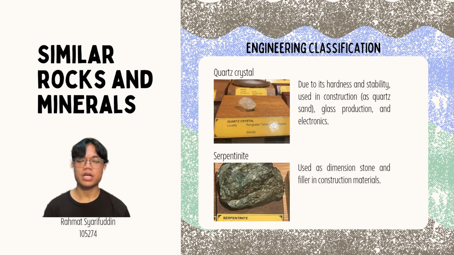In terms of engineering applications, quartz crystal is used widely due to its stability and hardness, especially in construction as quartz sand and also in glass and electronic manufacturing. And serpentinite, a metamorphic rock, is used as a dimension stone, and in some cases as a filler material in construction. These uses highlight how mineral properties directly influence engineering decisions.